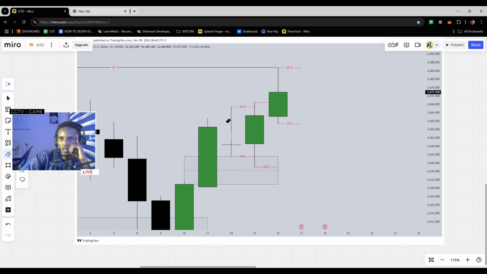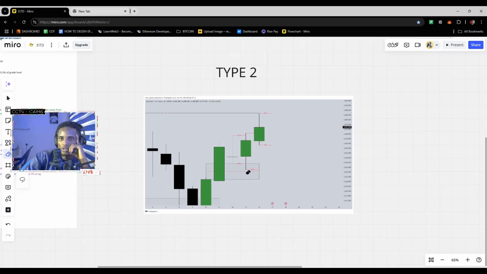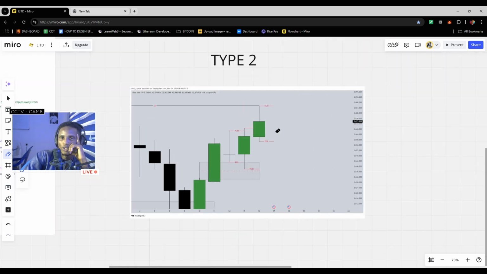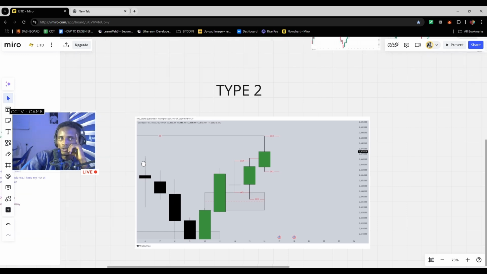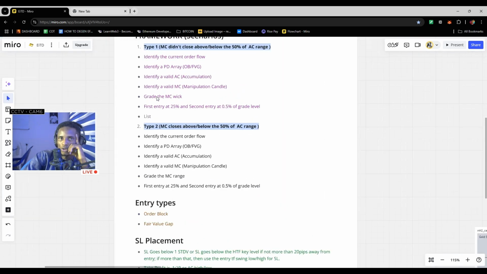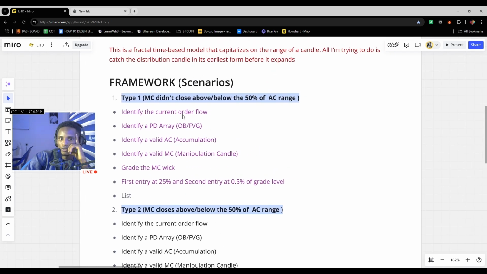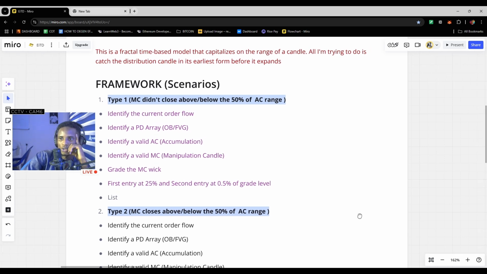As you can see, it is pretty simple. So what does this type 2 mean? If you remember the type 1, we only look for the market structure shift to happen within the manipulation candle. We do not want it to start distributing.